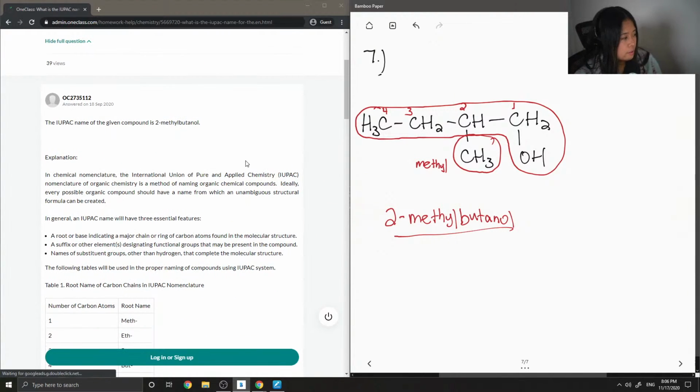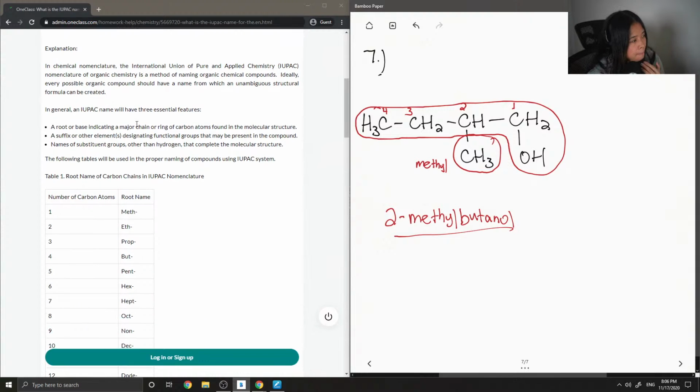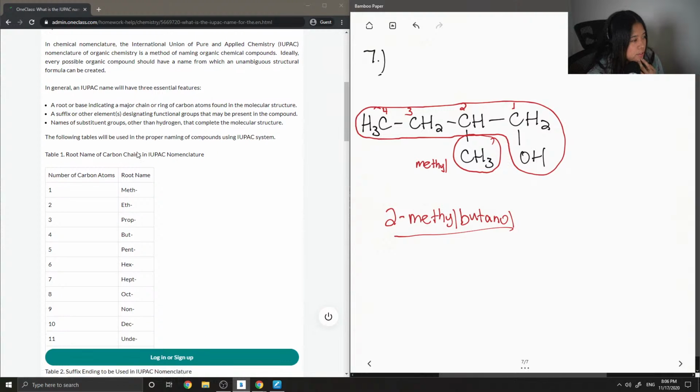Okay, so the junior tutor said the same thing. Explanation and chemical nomenclature. The IUPAC nomenclature of organic chemistry is a method of naming organic chemical compounds. Ideally, each possible organic compound should have a name from which an unambiguous structural formula can be created. In general, they'll have three essential features: a root or base, a suffix, and then names of the substituent groups other than hydrogen that complete the molecular structure.